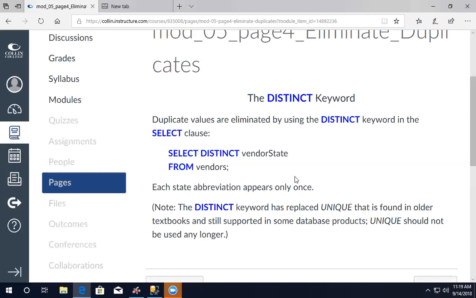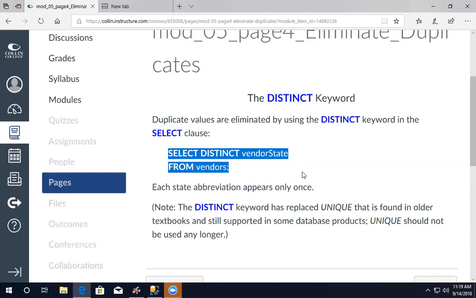Okay, let's go on with this. Distinct, the keyword distinct. Duplicate values are eliminated by using the distinct keyword. So select distinct vendor state from vendors is going to give me just a list of the states where I have at least one vendor. For example, California, CA will appear as just CA. It won't appear 50 times. If I said select vendor state from vendors, I'm going to see CA, CA, CA, CA, CA, and so on. If I put that distinct keyword in there, it's going to eliminate duplicates.